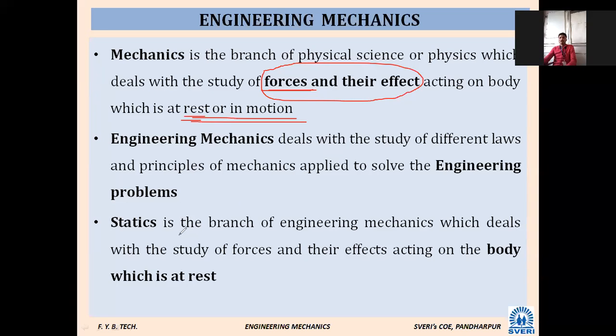Okay, further, engineering mechanics is mainly divided into two categories, two types. One is statics, for those who are attending for the first time, and another one is dynamics. Those who are present, can anyone tell what it means by statics?